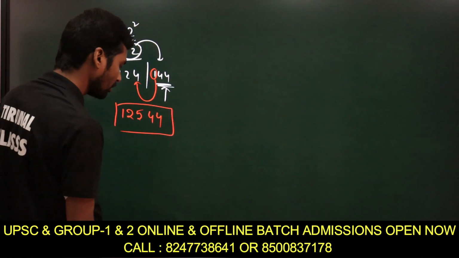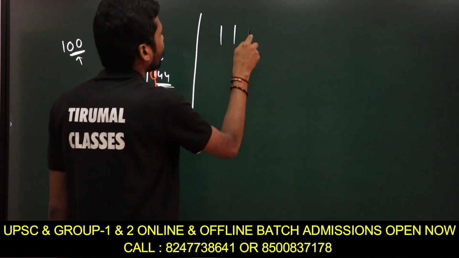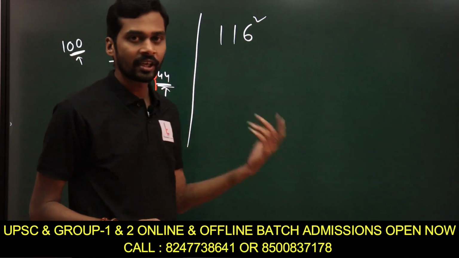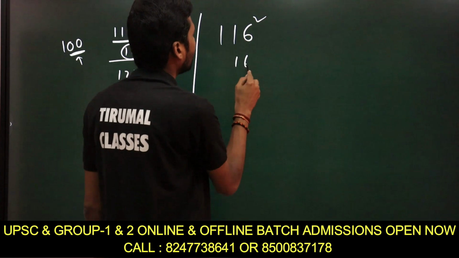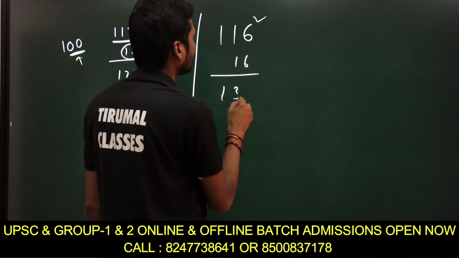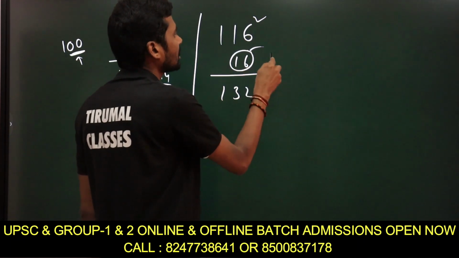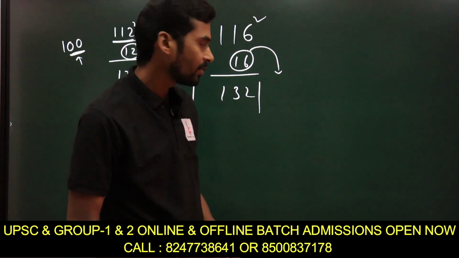Let's take another one so you will understand it clearly. Suppose I take 116 square. Again it is nearer to 100, right? How much is it more than 100? It is more than 100 by 16, so 116 plus 16 is 132. After that, simply square this number. 16 square is equal to what? Yes, 256.